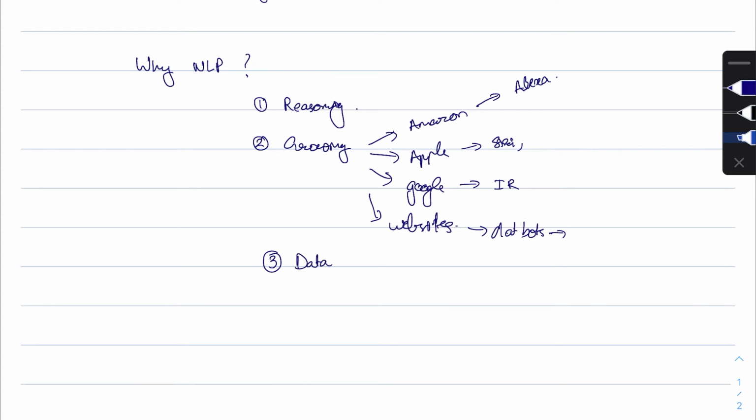So data is mostly focused on natural language. So of course, it's worth taking a look into.